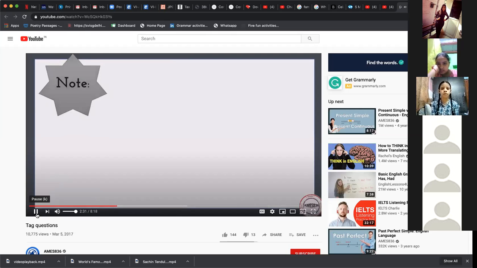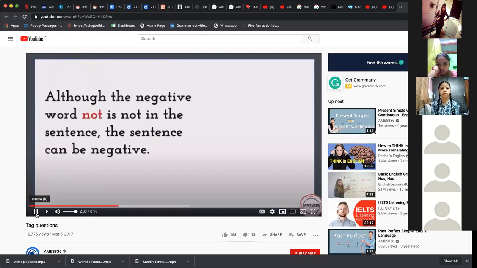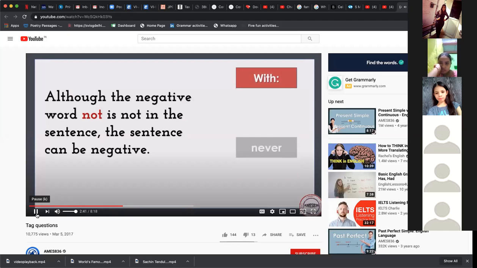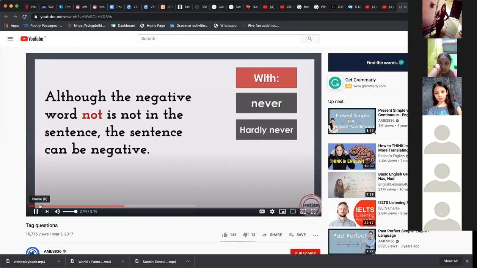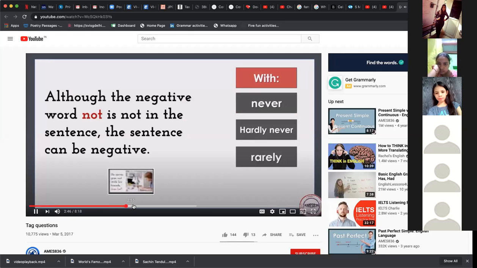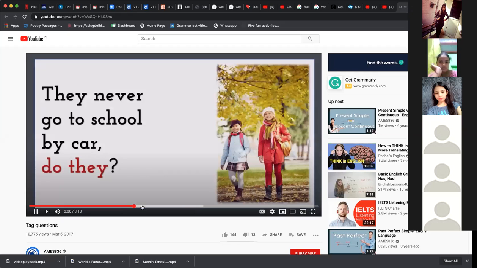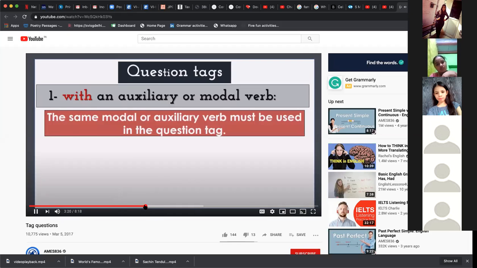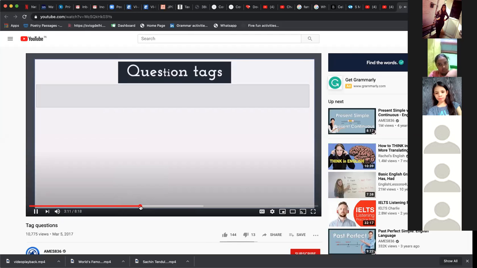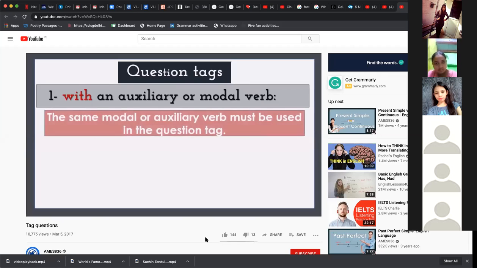Note: although the negative word not is not in the sentence, it can be negative. Never, hardly, rarely. For example, they never go to school by car. An auxiliary or modal verb used in the main sentence is also used in the question tag.